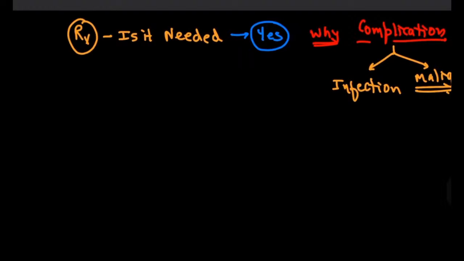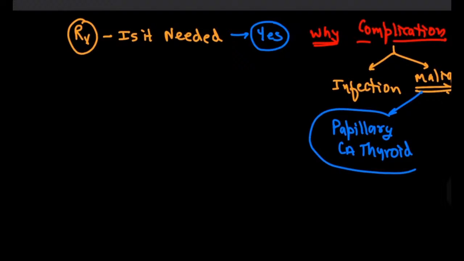Okay, so what is a malignancy which can occur in this? It can come to you with the papillary carcinoma of thyroid. So the most common malignancy which can occur is a papillary carcinoma of the thyroid. I hope you get this point. Very important, and that is why you need to treat it.